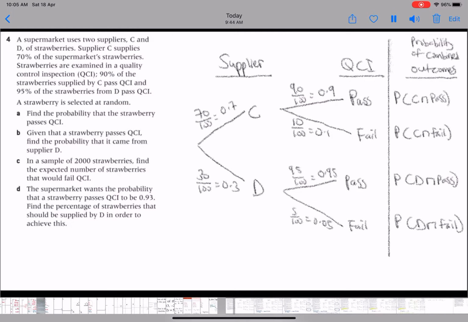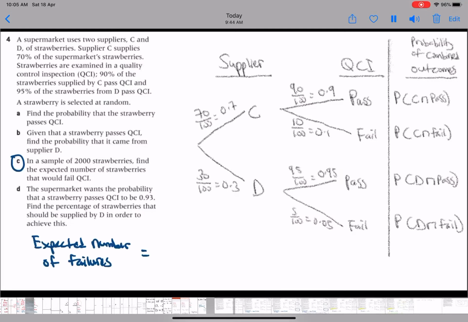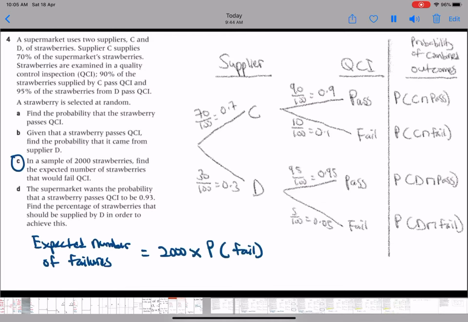Okay, for this question, we started with 4C. This is how the tree diagram looks like for this question. Take a moment to understand it. It's pretty straightforward. So the question asks for expected number. If you recall, expected number is the probability of whatever they're expecting times the sample size. In this case, the sample size is 2000. They are asking for expected number of failures. So find what is the probability of failures.